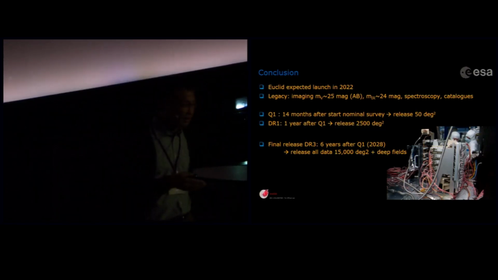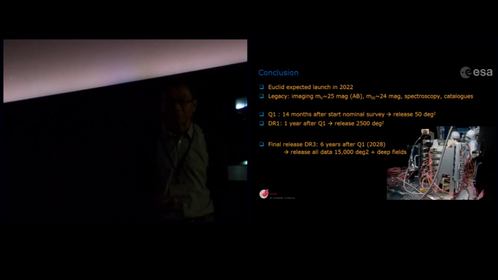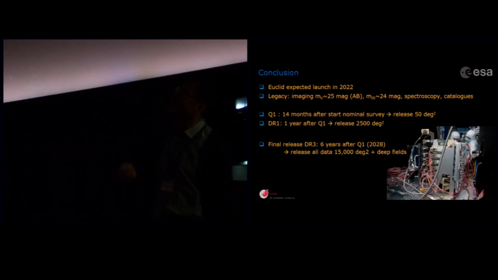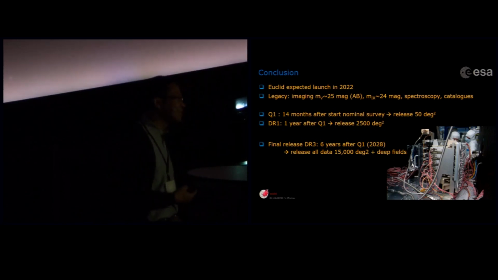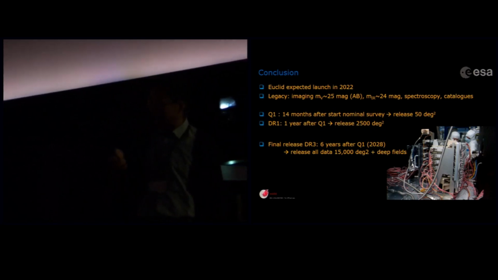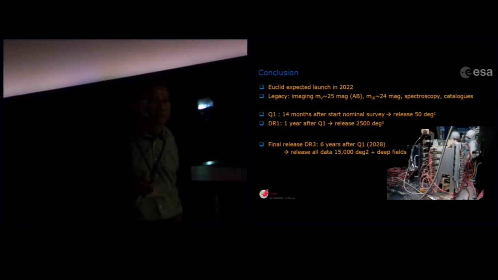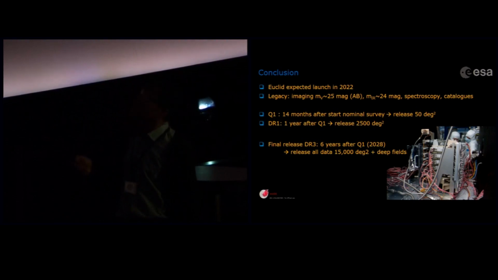We get all this imaging, so not only cosmology is inside the data, but a lot of other information. So we get imaging down to 25 magnitude in the visual, and in the infrared down to 24 magnitude and more. We have spectroscopy, and we can extract lots of catalogs of all the sources inside. So besides the cosmology you can do, there is a lot of other data, not only of galaxies, but also of stars and galactic sources.